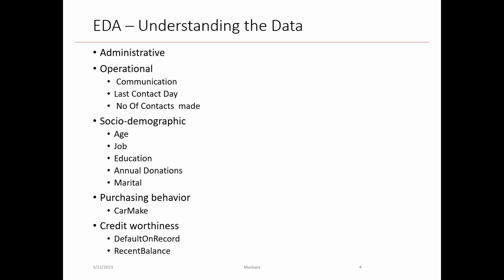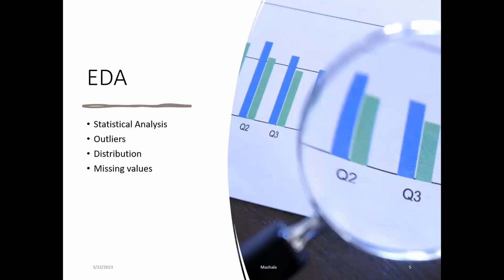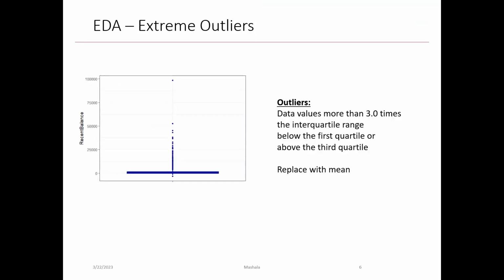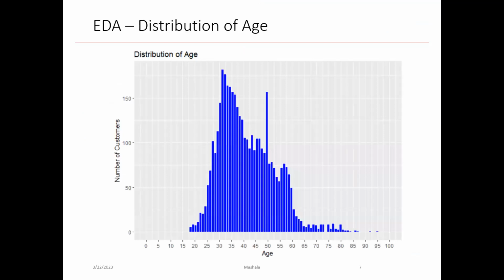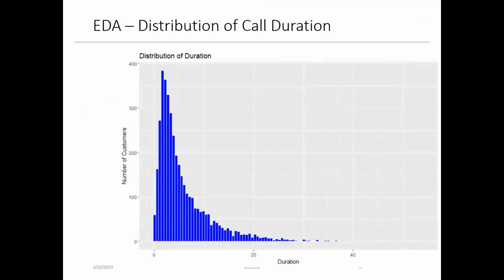Understanding the data, the information that was provided includes administrative, operational data, socio-demographic, purchasing power, and creditworthiness. Looking at the EDA, statistical analysis, outliers, distribution, and missing values were examined. One of the outliers identified was the recent balance, which was replaced with the mean. In terms of the distribution of age, most people are around the age of 30 to 35, which is the peak of the age.